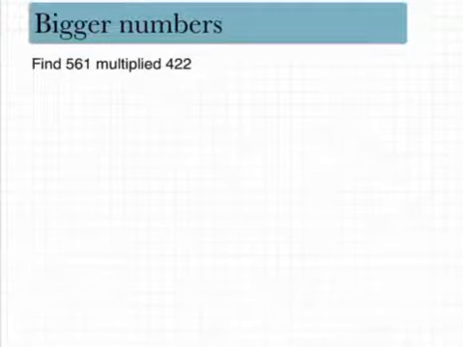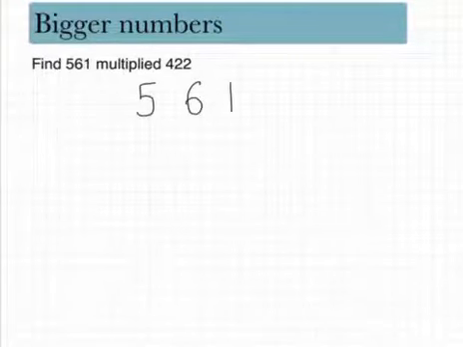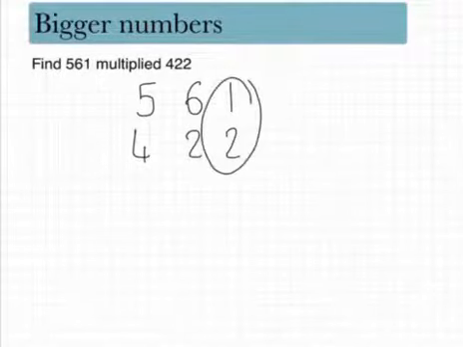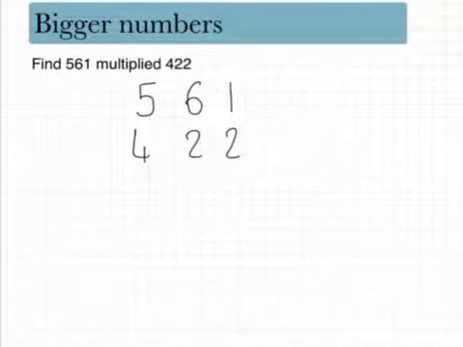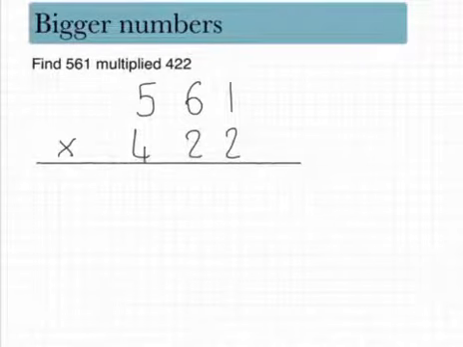Here we've got 200s. We've got 561 times 422. So again, let's stack them on top of each other and leave plenty of room still. 561 times 422. Again, line up those units, those tens and those hundreds. Be careful of doing that. We're going to put in our little multiplication and draw a line underneath.